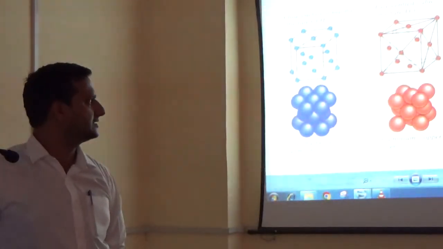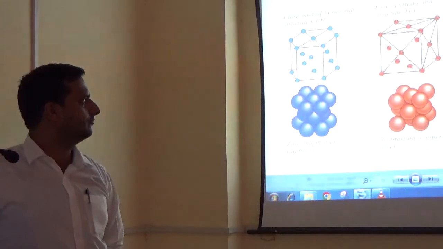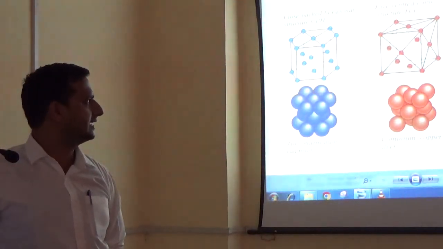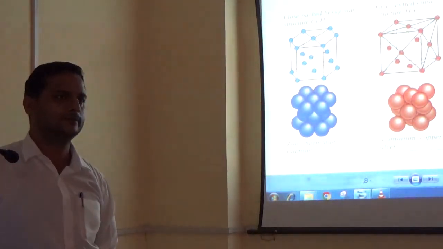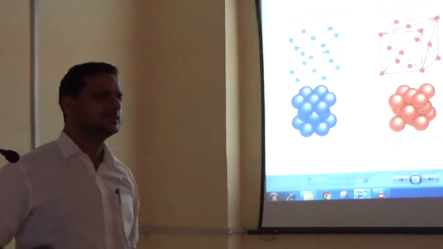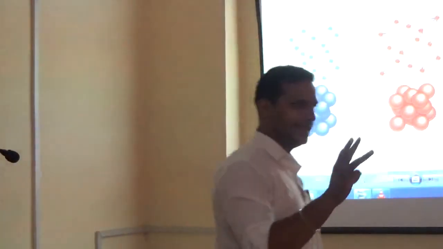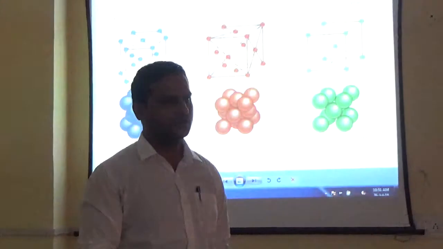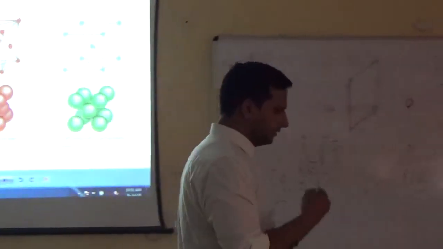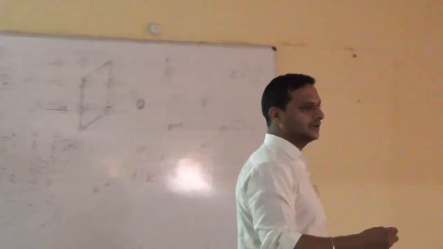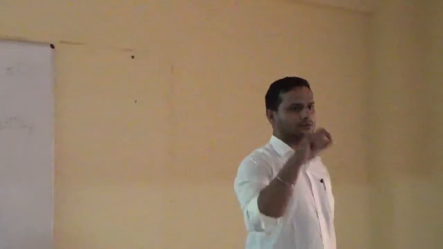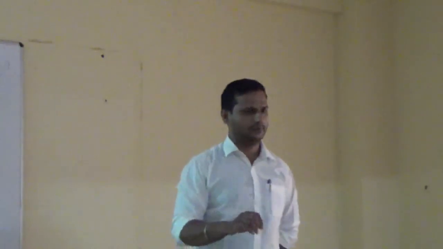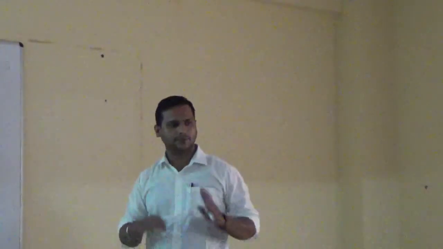The angle between x-axis and y-axis is alpha. Angle between y and z is beta. Angle between z-axis and x-axis is gamma. So we have six parameters a, b, c, and alpha, beta, and gamma. So maybe it is a possibility that a question can come: explain 14 Bravais lattice cells. Maybe it has less possibility, but being a mechanical student, you should know.